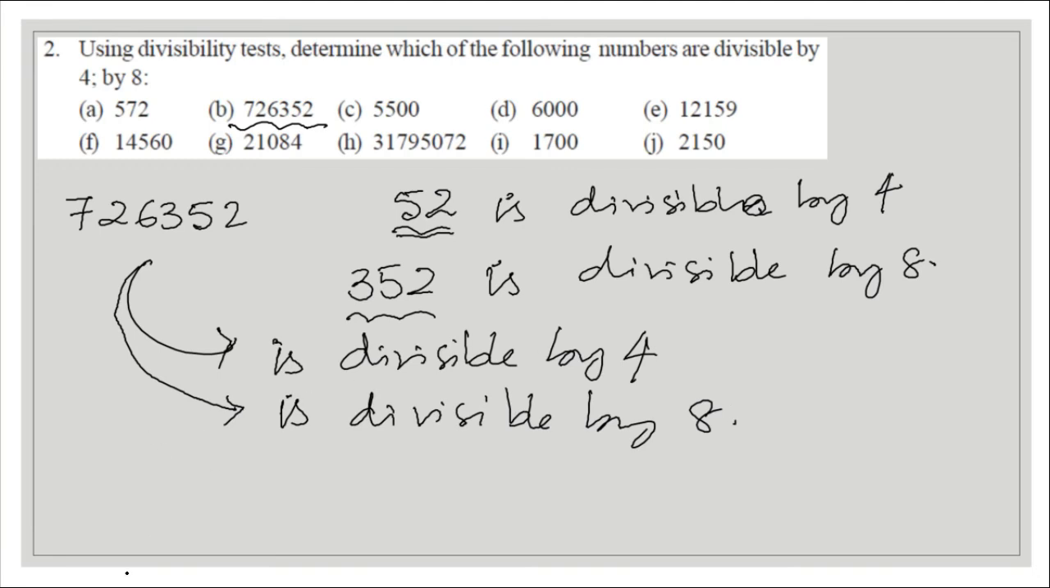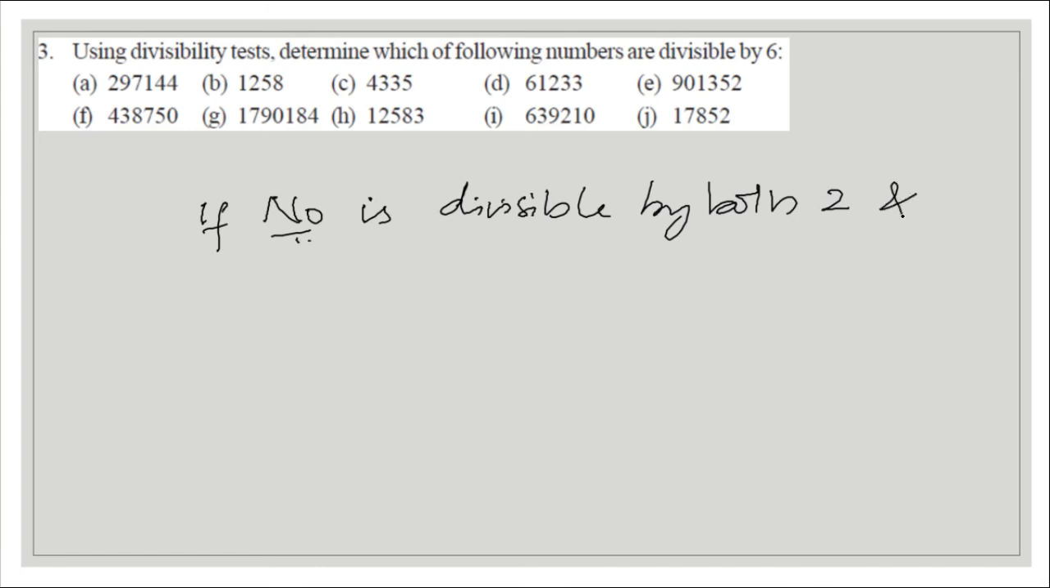What is the use of knowing this? The use of knowing this is we need not actually calculate division. We need not actually take up division for the whole number, the complete number. We can take it for only the last 2 digits if it is divisible by 4, and last 3 digits if it is divisible by 8. Now you must have got an idea. I want you to solve the remaining questions.